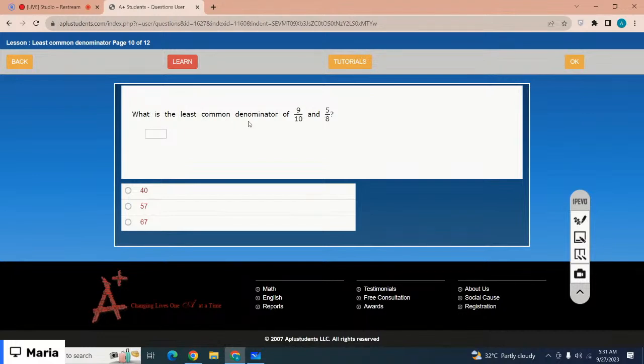Okay, what is the least common denominator? I know that was for the other question. 48 is. How do you know? If you look at the multiples of 8 and 10, the least number that is common between both the numbers is 40.